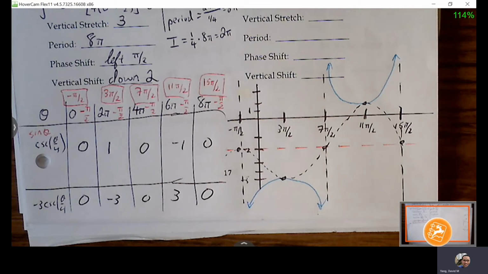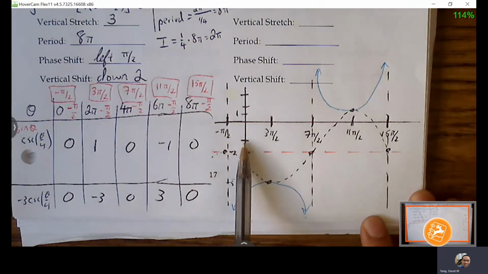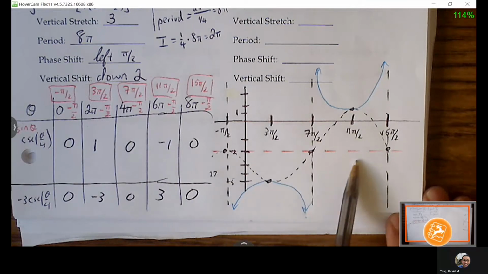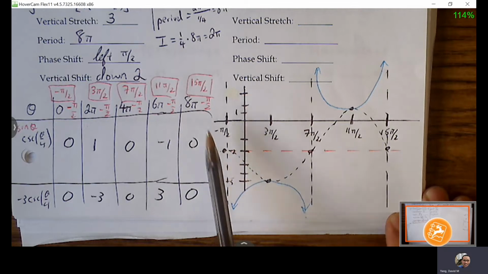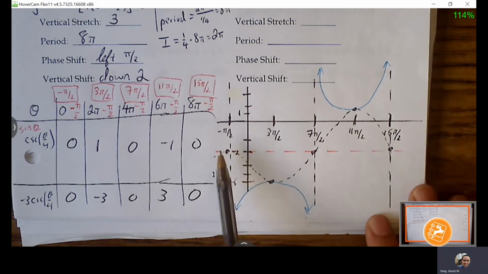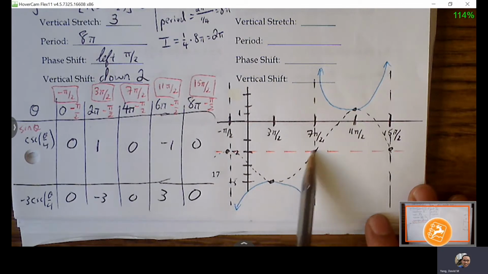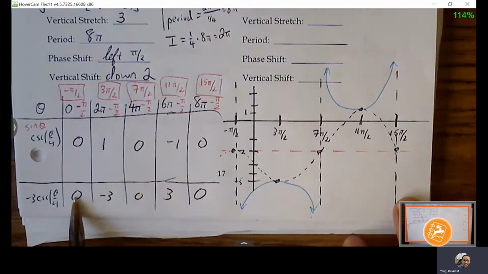So I have my subintervals there, starting at negative pi over 2, then 3 pi over 2, then 7 pi over 2, 11 pi over 2, then 15 pi over 2. Okay. Remember, there's a vertical shift of down 2, so I have to make my dotted line at negative 2. Now, do you see where the sine graph is going to cross the d value? To do that, we can graph our sine graph by looking at these values, right?